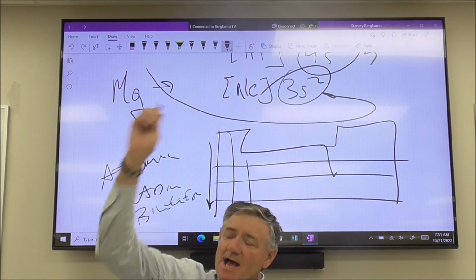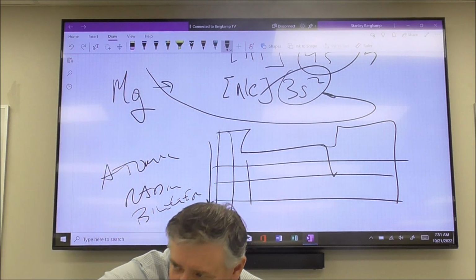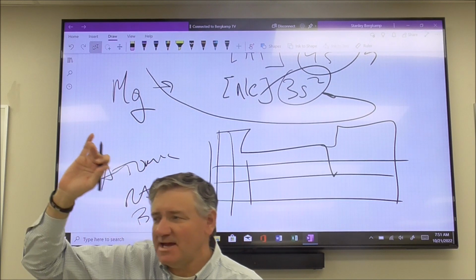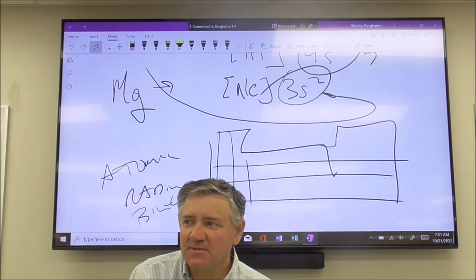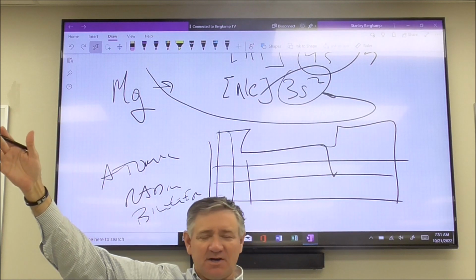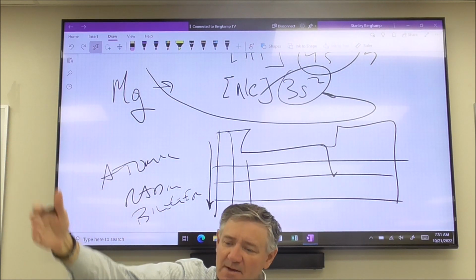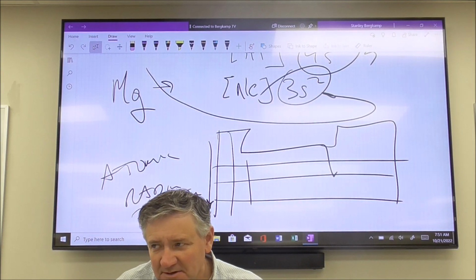Now, as you increase the atomic radius, what happens to the attractive force between the nucleus and the electrons? So here's Eddie the electron, okay? As Eddie the electron gets further from the nucleus, what happens to the attractive force?